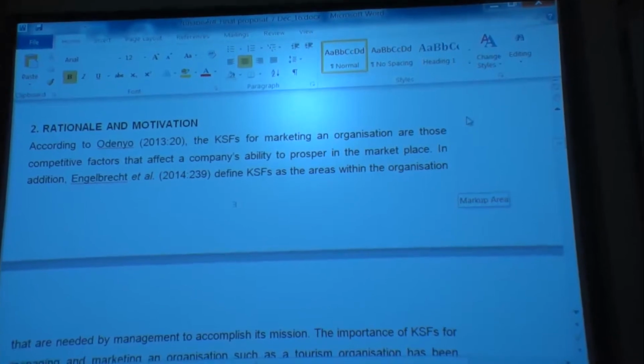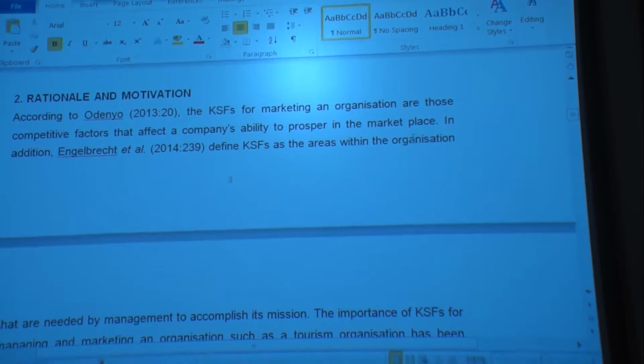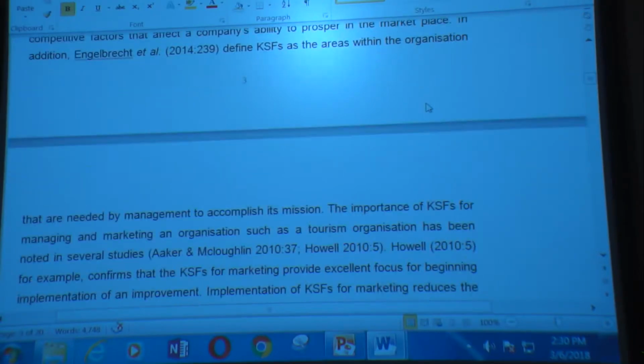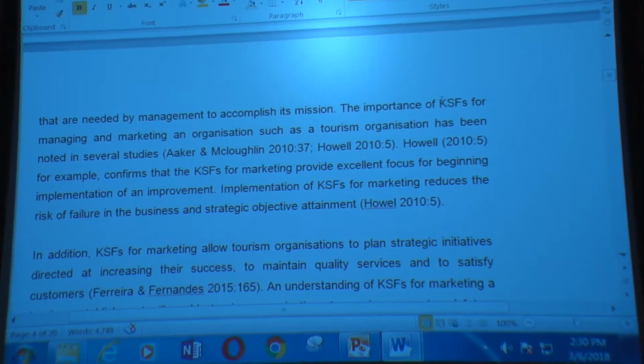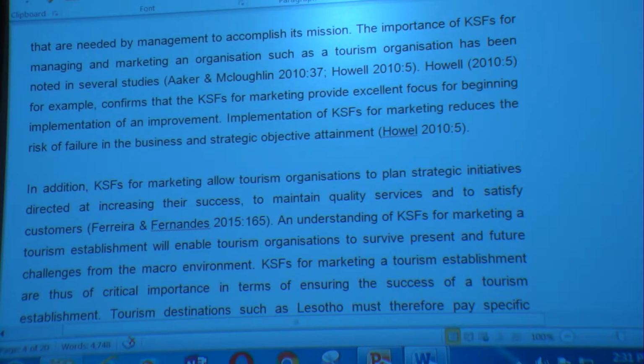And here she says, according to Odenyo, the key success factors for marketing an organization, here she gives the background. Can you see, are those competitive factors that affect a company's ability to prosper in the market. In addition, Engelbrecht defined key success factors as the areas within the organization that are needed by management to accomplish its mission. So that tells me that this is important. She goes on with the importance, saying the importance of key success factors for managing and marketing an organization has been noted in several studies. She says also, who says that?